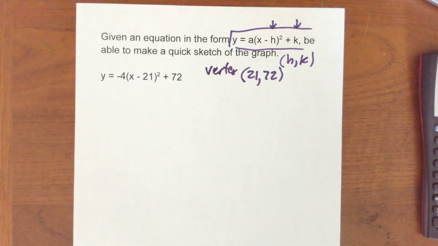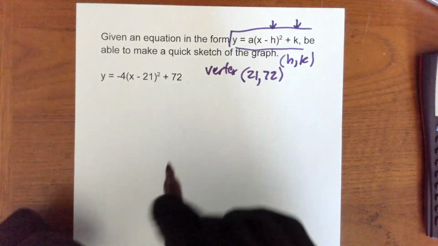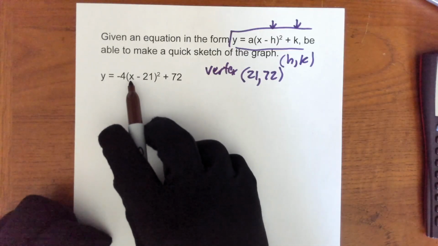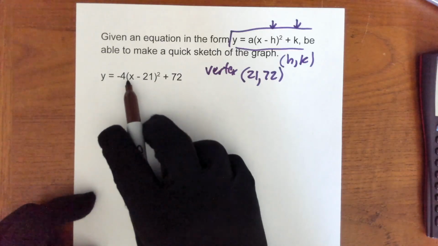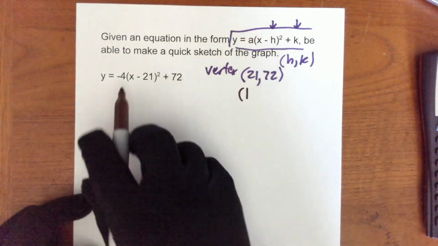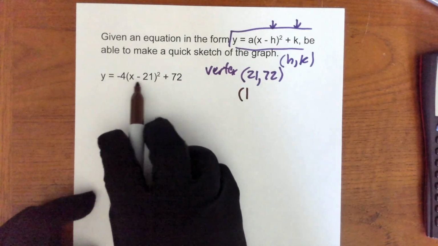Then I want to pick one other x value. It really doesn't matter what the other x value is. If I'm not using a calculator, I want to choose an x value that's easy for me to work with. So for example, if I choose x is 1, then this value will be negative 20, right? 1 minus 21 is negative 20.